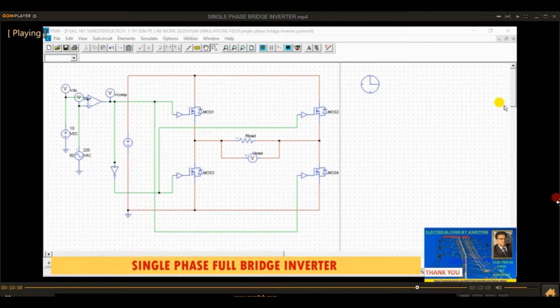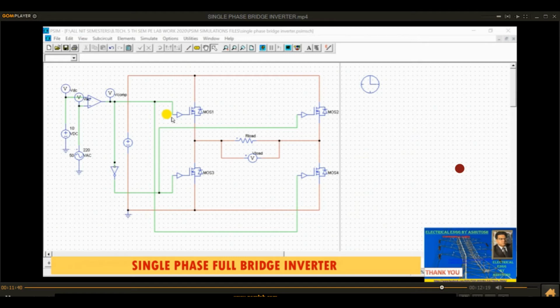So in PSIM software, you can draw and construct the diagram of a single phase full bridge inverter. I have already prepared the diagram here using a comparator. As you can see, this is the comparator, and an on-off controller is used for getting the signal. I have used 4 MOSFETs, MOS 1, 2, 3 and 4.